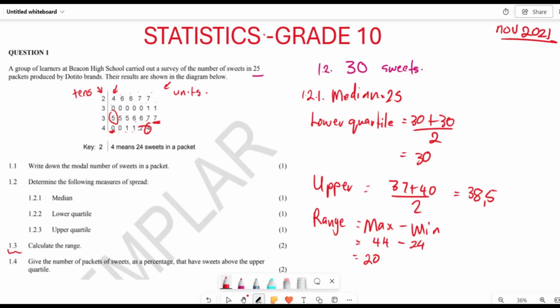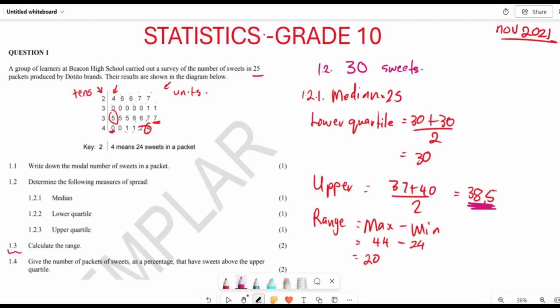Are we fine? Now if you look at your 1.4, they say give the number of packets of sweets, as a percentage, that have sweets above the upper quartile, right? Which means they want us to know how many packets are going to be above the upper quartile.